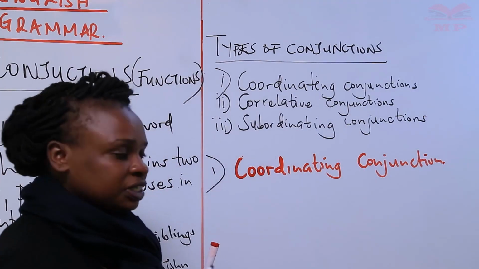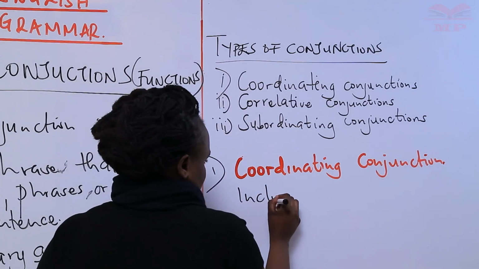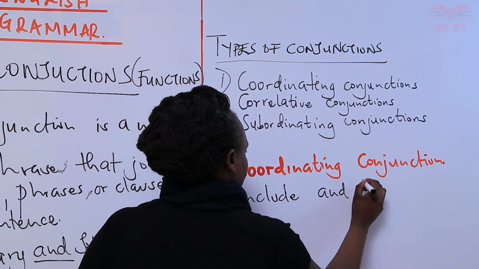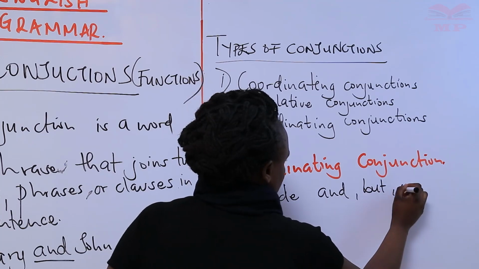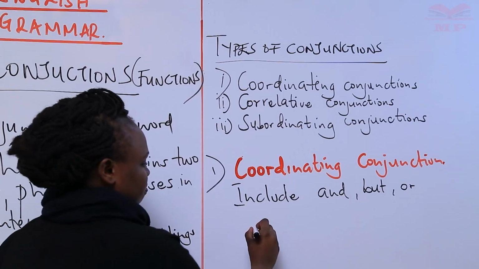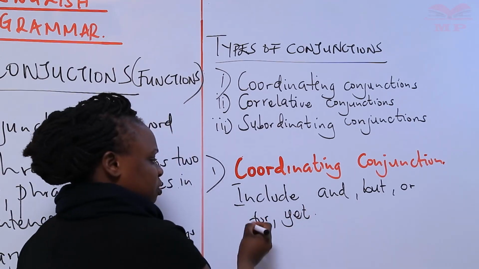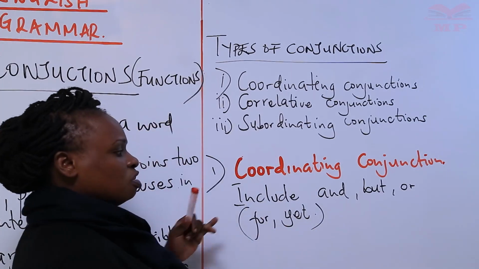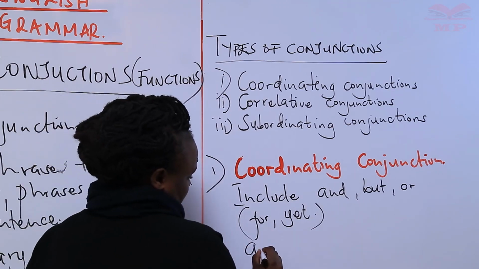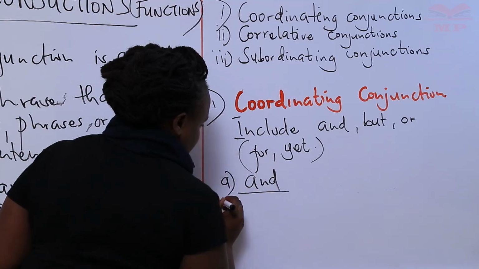So basically coordinating conjunctions, they just join, all right? So they include and, but, or. So these are the basic coordinating conjunctions. Of course, we have words like for, yet. They can also suffice for the coordinating, but our focus mainly is on the most common ones, which are and, but, or. So we're going to look at and as our first example.